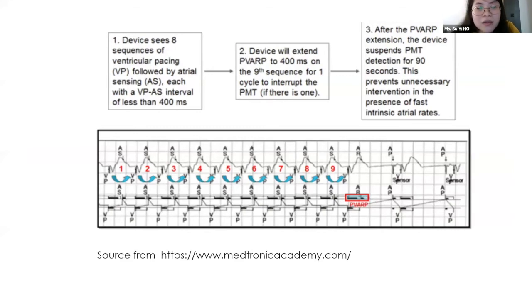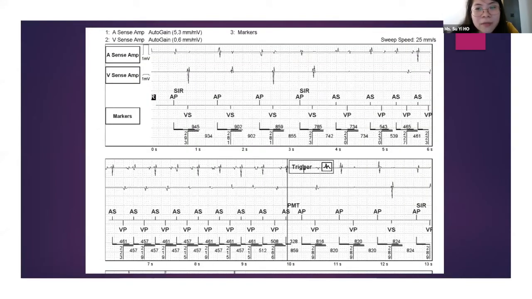An example is the Medtronic algorithm. The Medtronic device senses and determines that this is a PMT episode, and after 8 or 9 beats, it will auto stretch the PVARP to 400 milliseconds to try to interrupt the PMT if there is one. So this is an example of how the algorithm works. Another example is this APHRS shift, whereby the device accurately detects that it's a PMT, triggers extension of PVARP, and terminates the tachycardia.